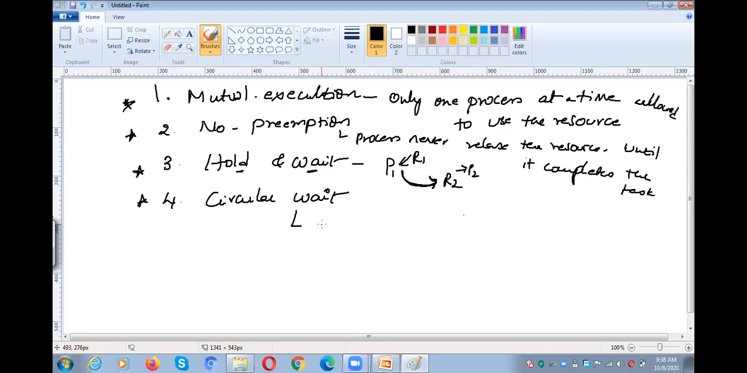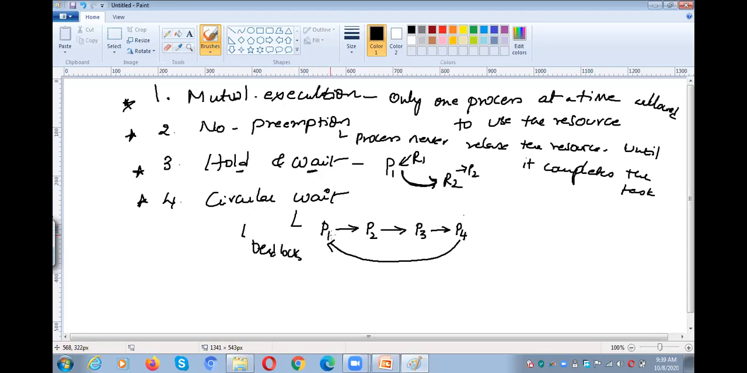And what is circular wait? P1 is waiting for the resource which was allocated to P2. P2 is waiting for the resource allocated to P3, and P3 is waiting for a resource which was allocated to P4. Again, P4 is waiting for the resource which is allocated to P1. What happened here? All the processes are waiting in a circular fashion, right? So then a loop will form, so automatically it will create a deadlock. Have you got my point?